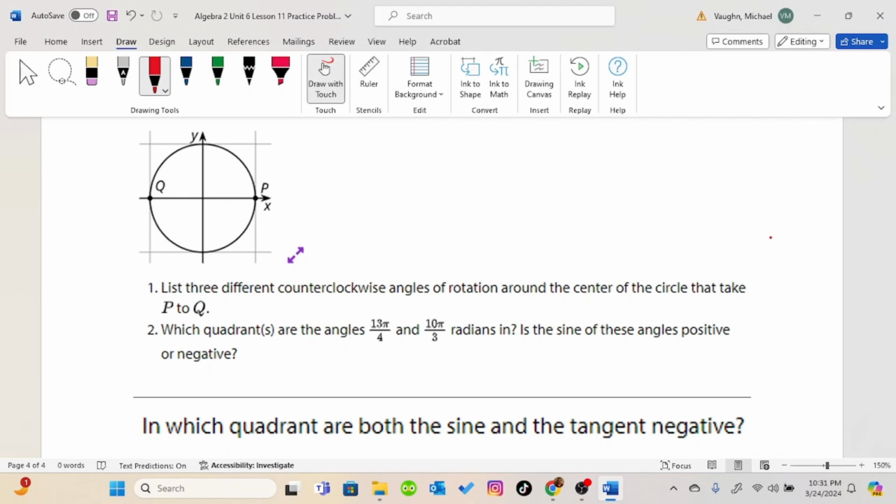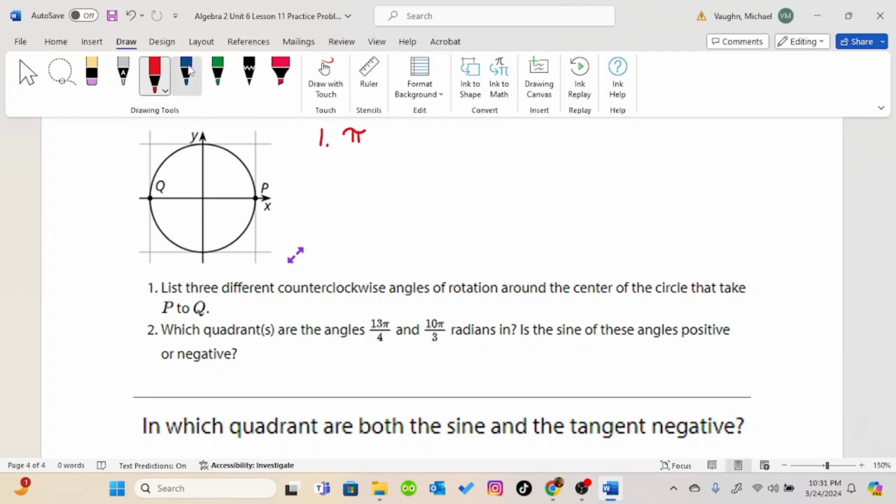List 3 different counterclockwise angles of rotation around the center of the circle that take P to Q. So for number 1, if we go 1/2 rotation counterclockwise, we end up at Q. So the first angle, I would say, is pi.